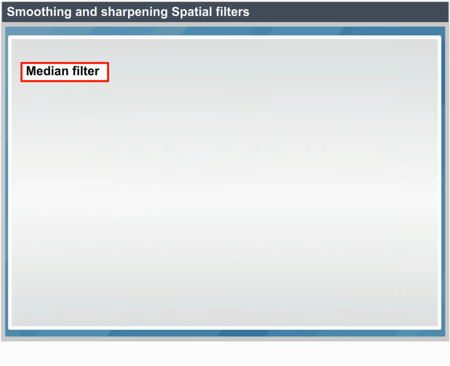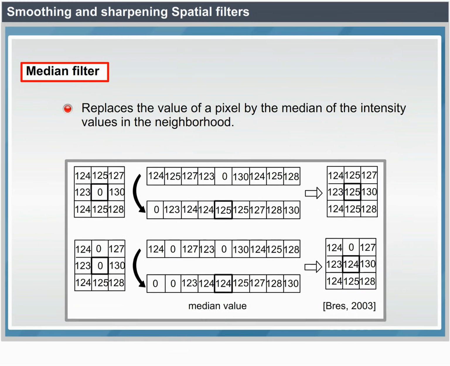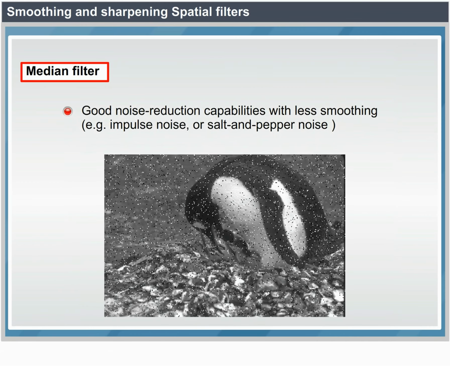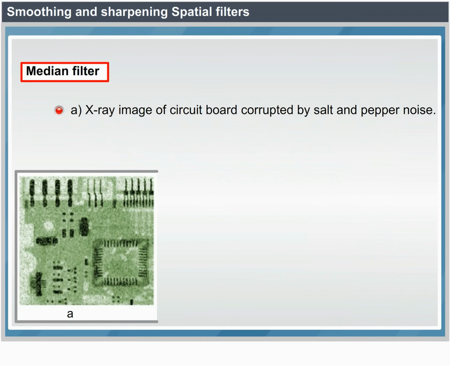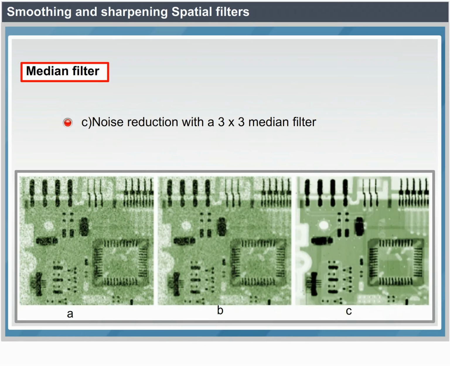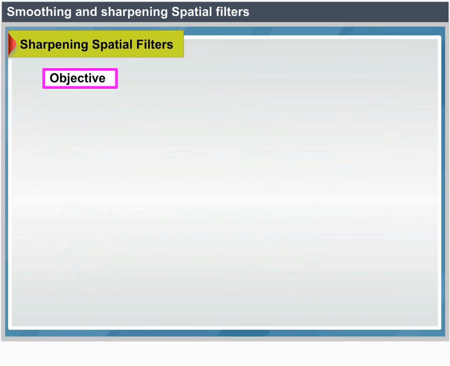Sharpening spatial filters. Objective: highlight transitions in intensity, spatial or digital differentiation. Enhances edges and other discontinuities. Let's study the behavior of first and second order derivatives in areas of constant intensities, at the onset and end of discontinuities, and along the intensity ramps. The basic definition of the first order derivative of a one-dimensional function f of x is as shown on screen. The second derivative is also shown.